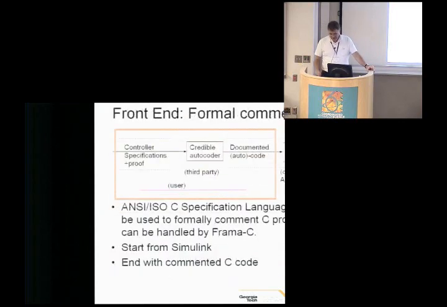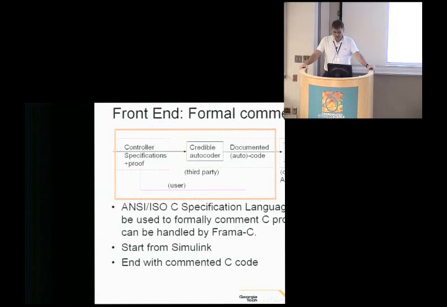So I will skip this part and talk briefly about the implementation effort that comes with the process that I have described to you so far. There are two efforts going on in parallel, a front end and a back end. The front end is really the design-oriented phase, whereby you write down your control system, say in Simulink, you stick in the proofs that your system works fine, stability and other performance properties. And then you write this credible autocoder that takes all this and produces a documented autocode.